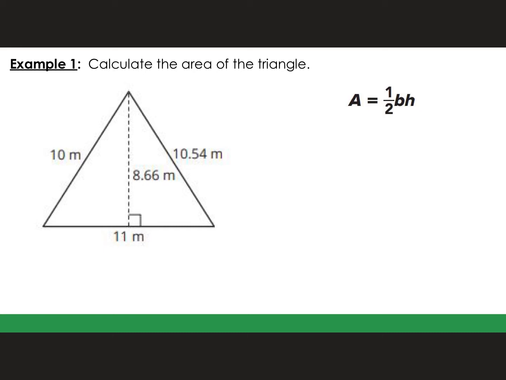Okay, so let's try it. We're going to calculate the area of the triangle. We're going to look for where the altitude is, which is where it forms the right angle. So I see the symbol right here that indicates that it's a right angle. So I'm going to use the height of the line, which is 8.66. I'm going to take my numbers and put them in my formula. So I have A equals 1/2. My base is 11. And my height is 8.66.